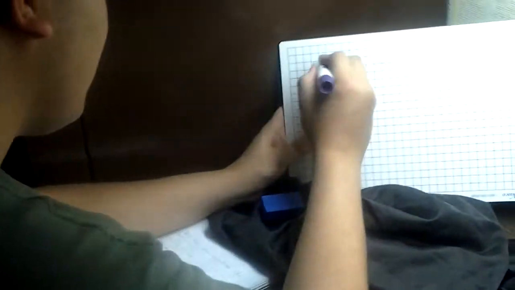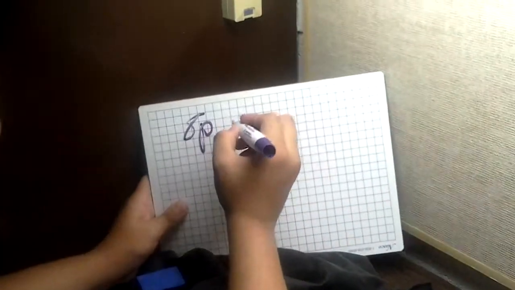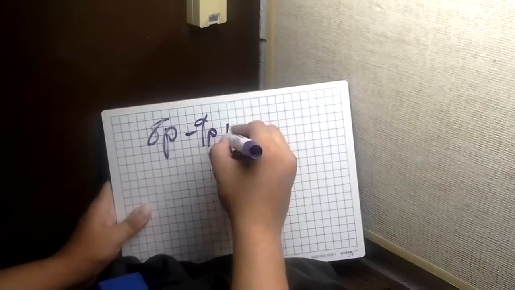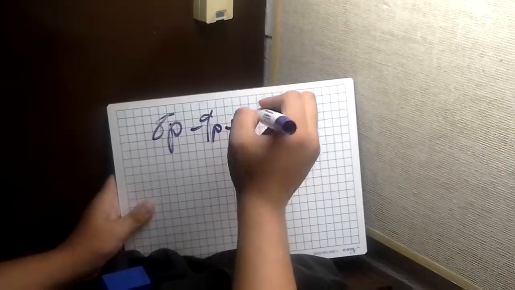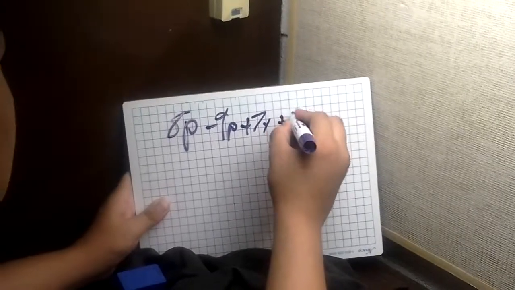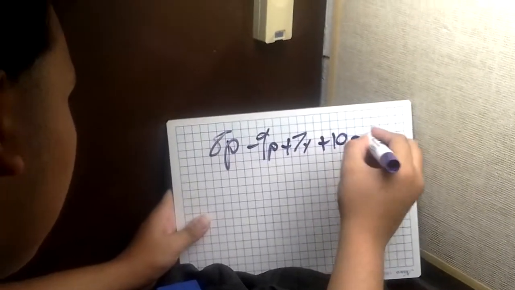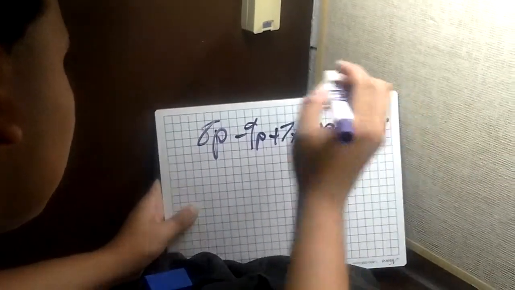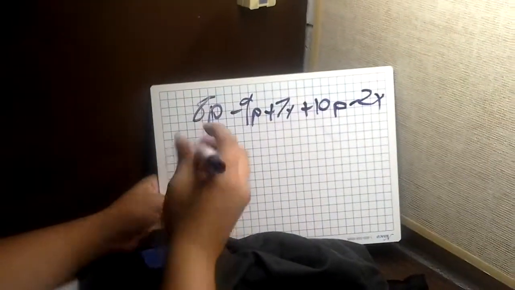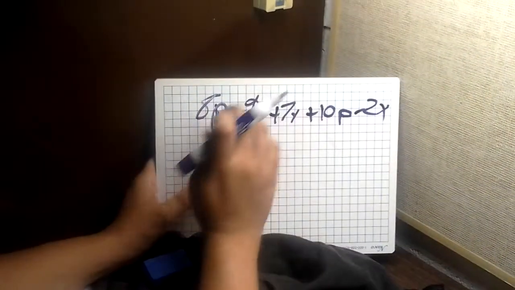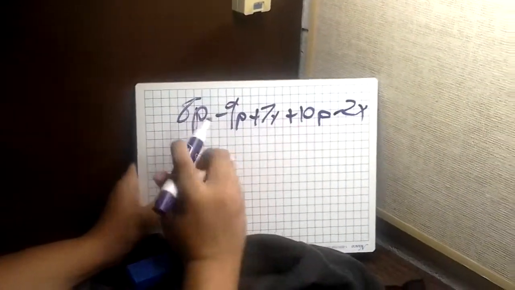Go, it's good. Another example, 8p minus 9p plus 7y plus 10p minus 2x. So basically all you have to do, like we did in the last problem, is that you go from left to right, combining like terms, like these three right here.